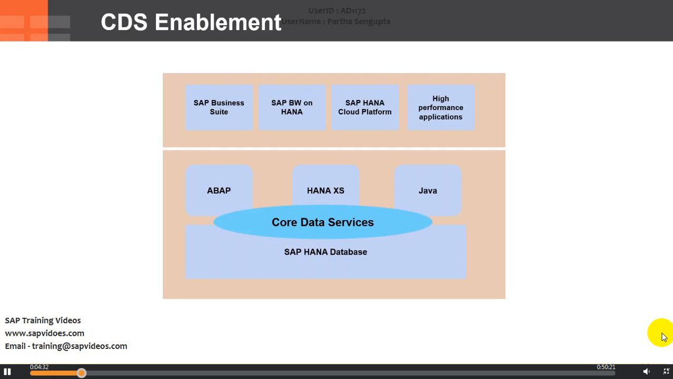applications will be using these CDS views. If you see the backend, the database layer will be HANA, and for the application data we will be using ABAP, HANA XS or Java. Then on the presentation side, it might be used in BW on HANA, Business Suite, S/4HANA ERP on-premise and cloud, and HANA Cloud, and high performance applications will be using these CDS views.